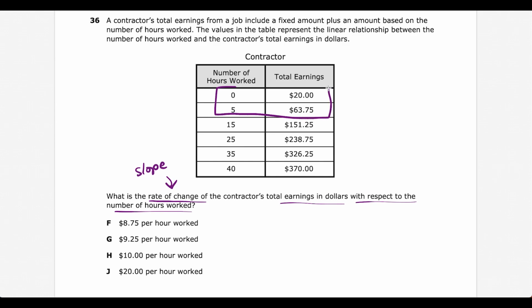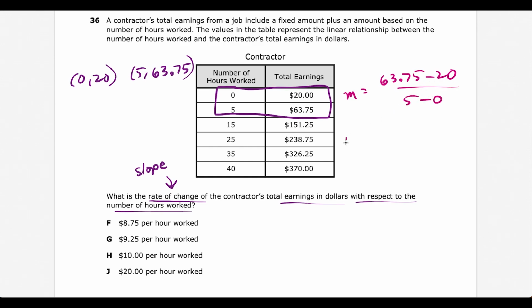So you could pick any 2 points that you want. So let's say we pick these two. We're going to find the slope between 0, 20 and our second point, which is going to be 5, 63.75. So now to work this out, our slope or our rate of change here is going to be 63.75 minus 20 divided by 5 minus 0. And this is going to give us on top 43.75 divided by 5. And then this here, I could just use approximation and say this is looking like choice F.